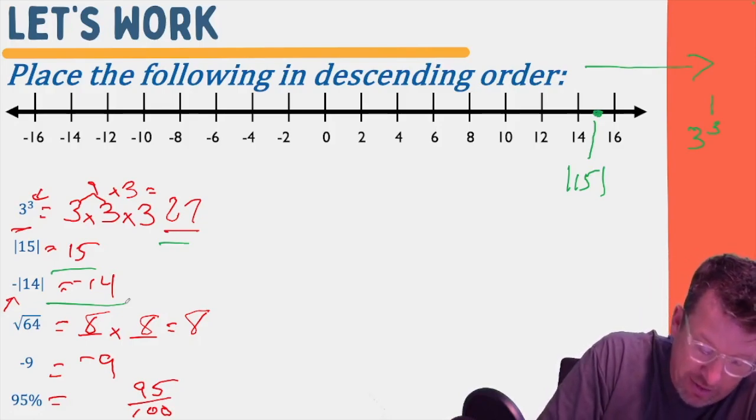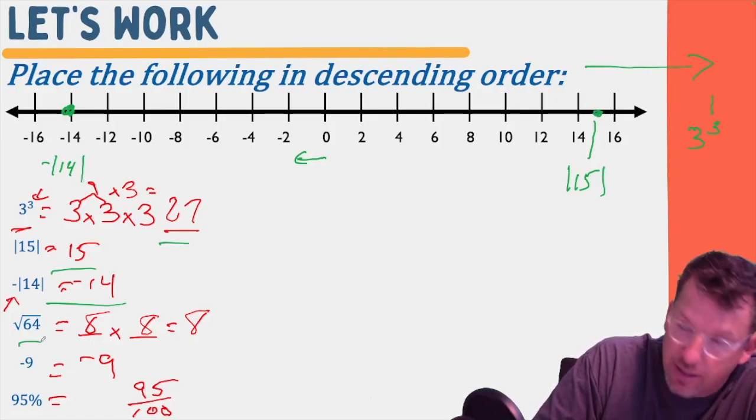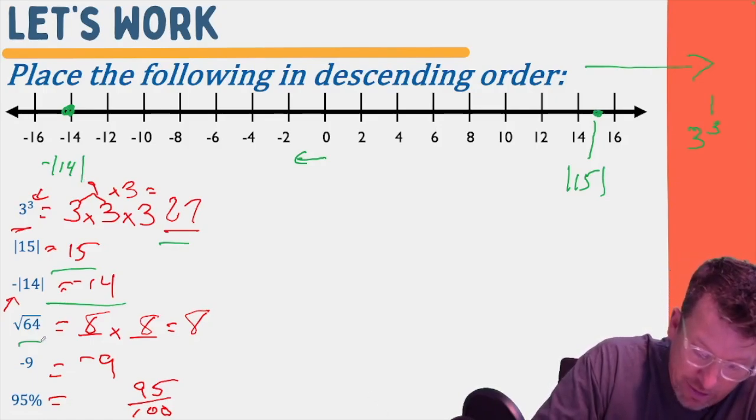Well, that would go to negative 14, and negative goes to the left of 0. So I go over to where that is. Here's negative 14, and I go up here and I put the opposite of the absolute value of 14. Fine. Next one, the square root of 64 is 8. Where is 8? Well, we start at 0, and we go 2, 4, 6, 8. So this would be the square root of 64.